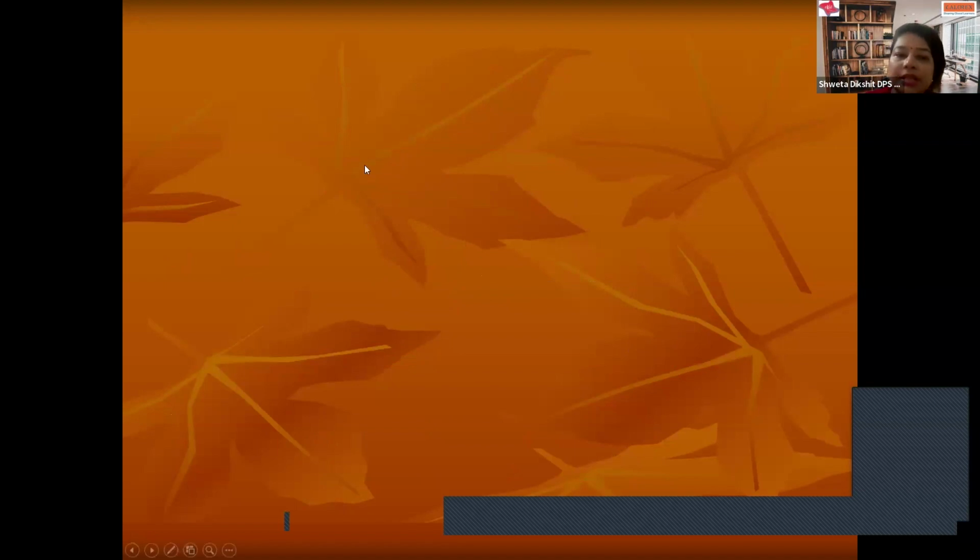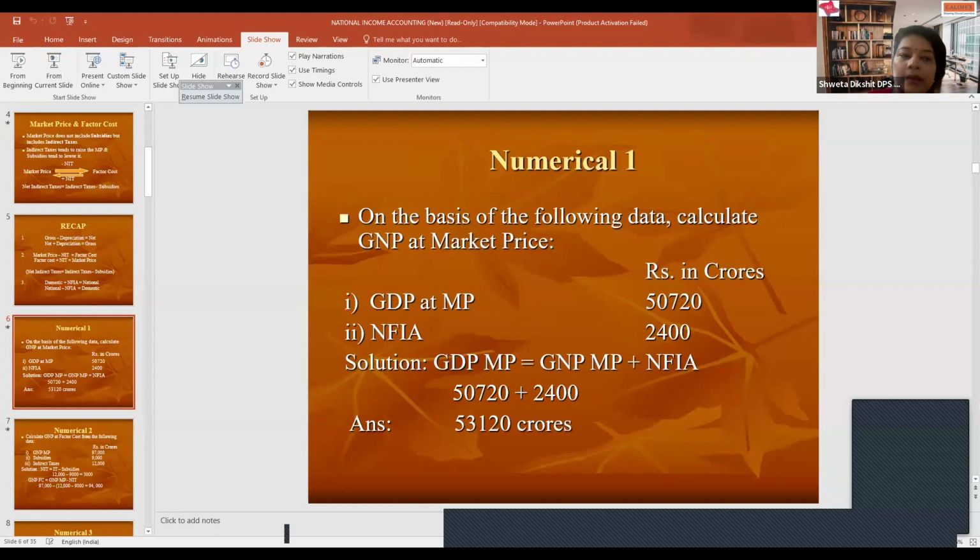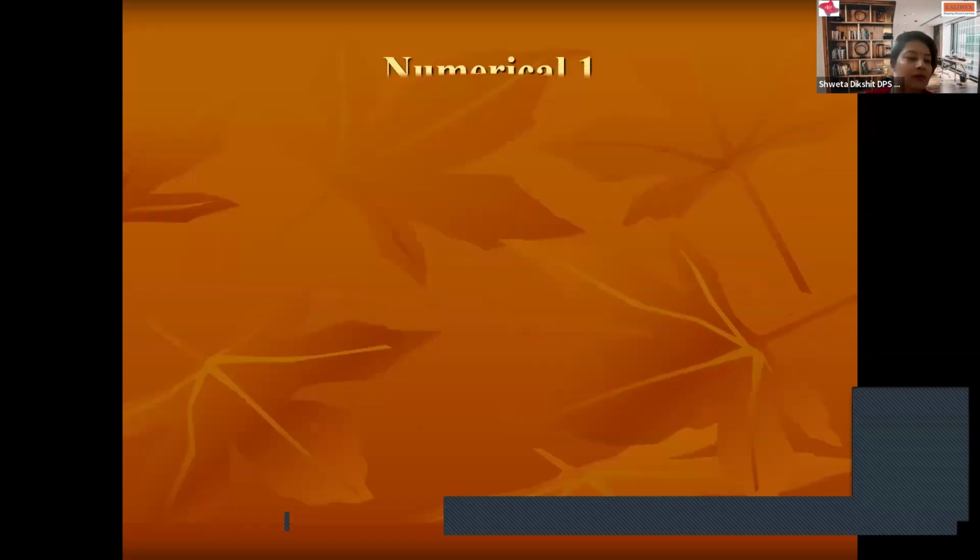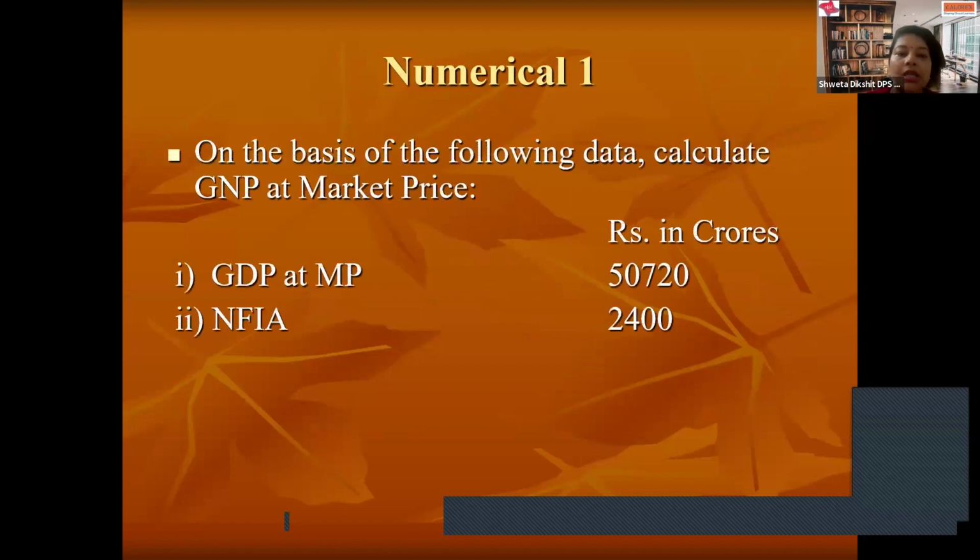I hope this much is clear to you. We basically have talked about many major topics today, comprising chapter 1 and chapter 2 of this unit. Now it's better to practice. I would just show you a numerical which helps you understand how the aggregates are converted from one to the other. On the basis of the following data, calculate GNP at market price.